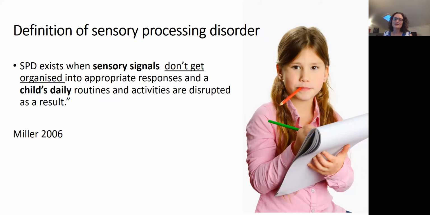So sensory processing disorder is when the sensory signals don't get organised in the brain. They get miscommunicated from the time they're taken in through the touch sense or the hearing sense or the visual sense, for example, and they don't get organised, and this can disrupt what a child needs to do. So it can disrupt their coordination, and it can also disrupt their ability to self-regulate and to concentrate.